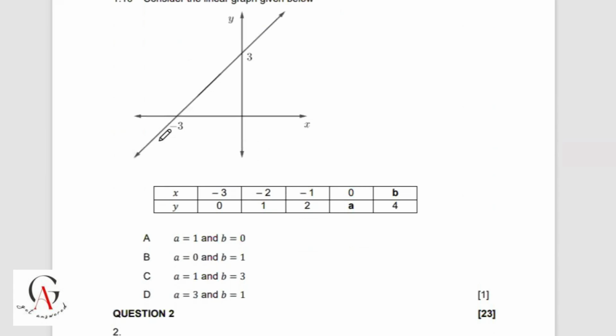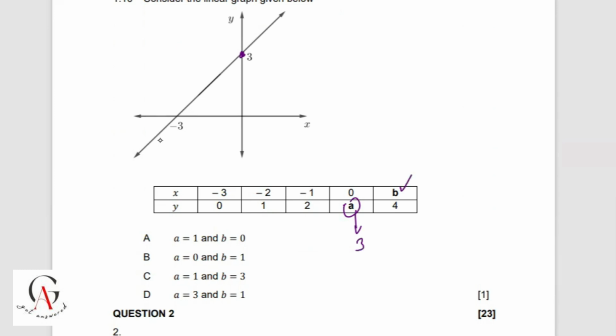Then lastly, 1.9, consider this linear graph. 3 and negative 3, we have the table. So if negative 3 is 0, negative 2 is that, then what is 0? So 0 must be when x is 0, y is 3. Okay, so a becomes a 3.